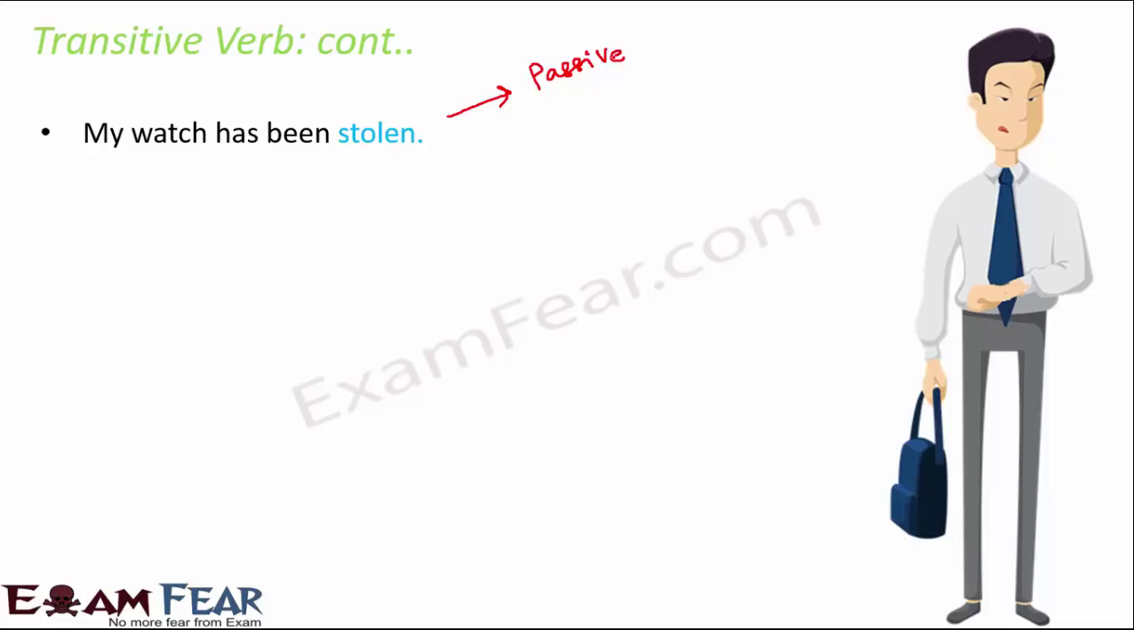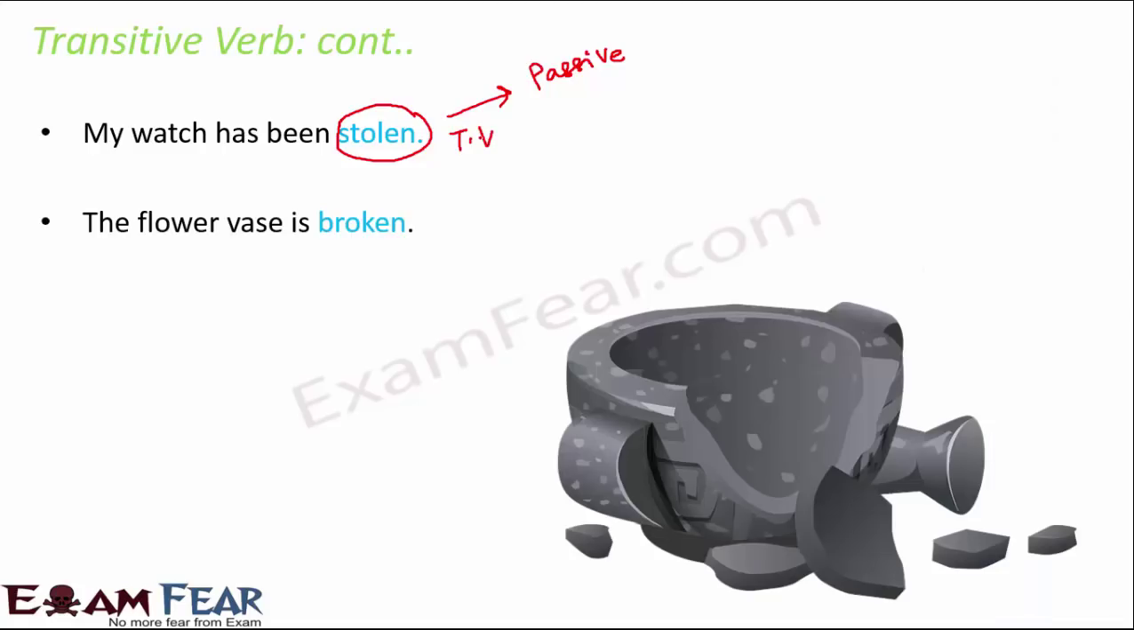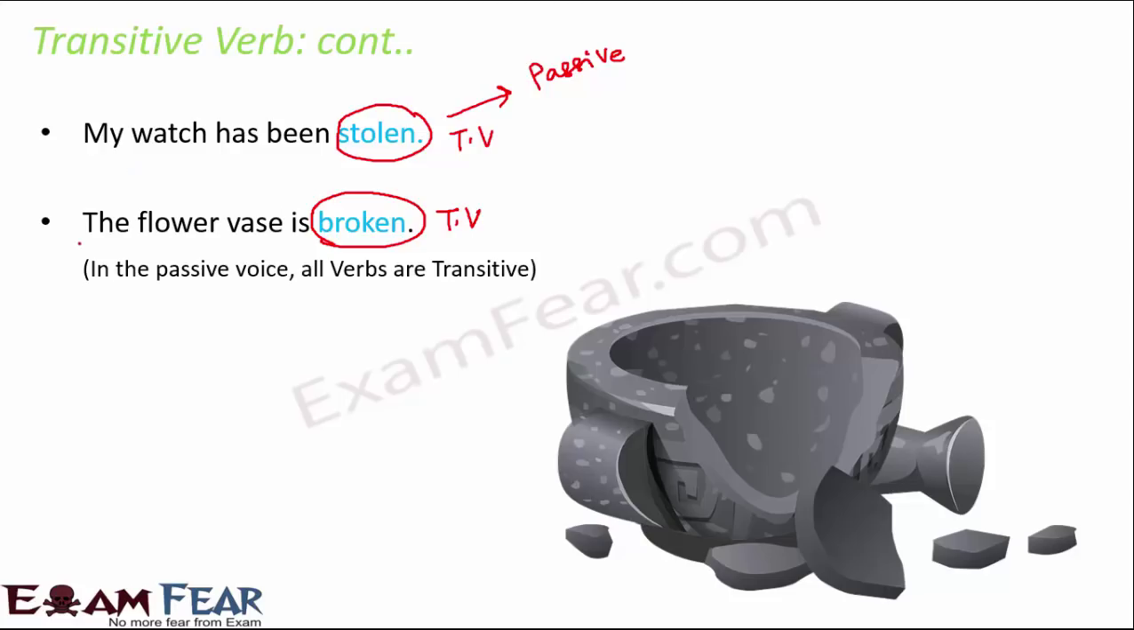So therefore, all the sentences in passive voice, they have transitive verbs. So this is something which you can actually remember as a rule. Whenever you come across any sentence in passive voice, the verb in that sentence, for example, stolen in this case, is a transitive verb. The flower vase is broken. This is again a sentence in passive voice, and therefore broken is a transitive verb again. So in passive voice, all verbs are transitive. This is a very, very important rule.